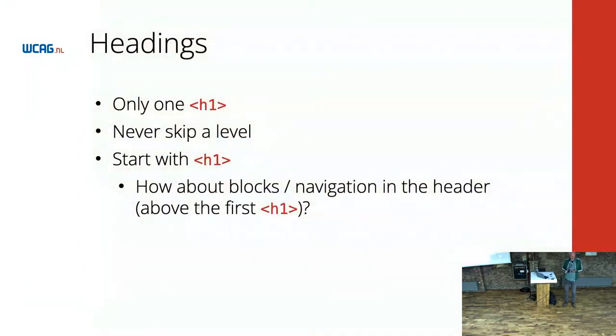So, how does Drupal do default headings? The rules are that you only have one H1, that you should never skip a level, and that your page should start with an H1. There's always the problem with blocks, navigation in the header. Those should have a heading 2, which is an H2. So the H1 is not the first heading on the page. Well, actually it is, the H1 should be the first heading of the content. So it's not really a problem if your blocks in the header, in an aside, have an H2.